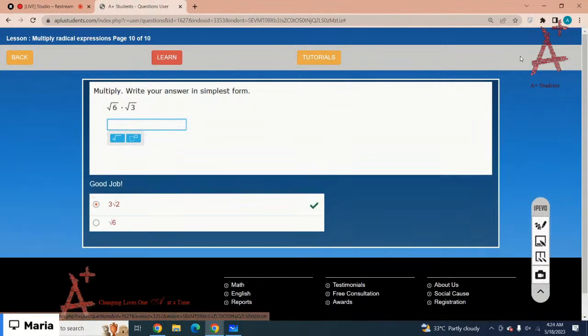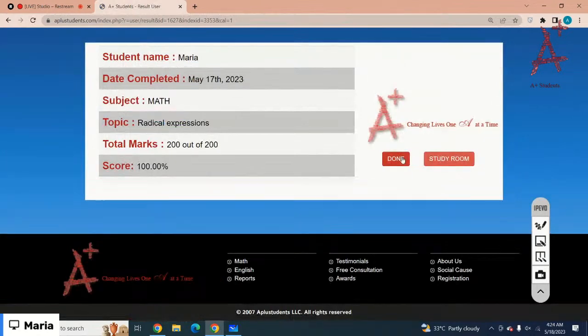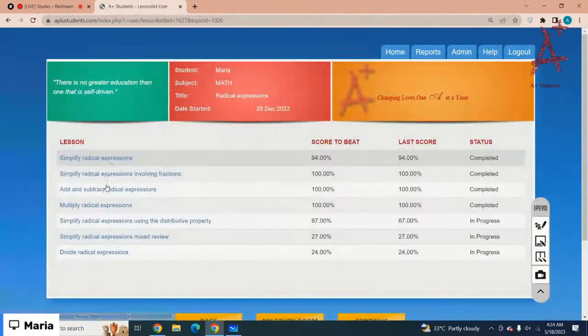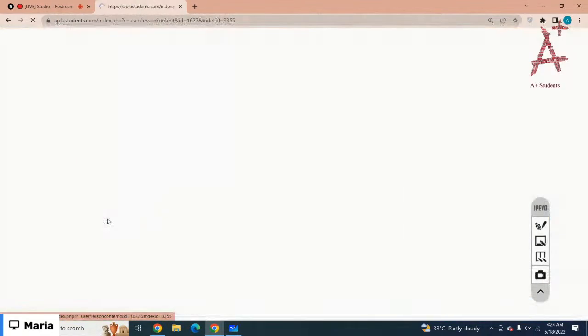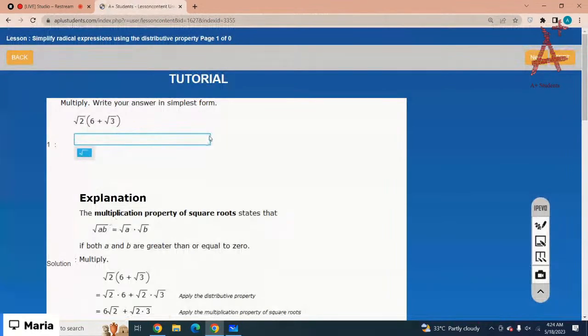Okay, we are done with the lesson. Let's just move on to the next lesson. And the next lesson is simplify radical expressions using the distributive property.